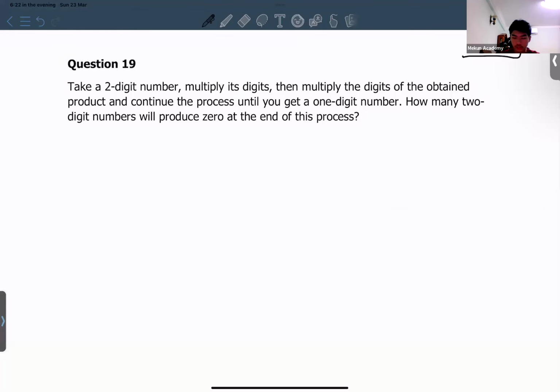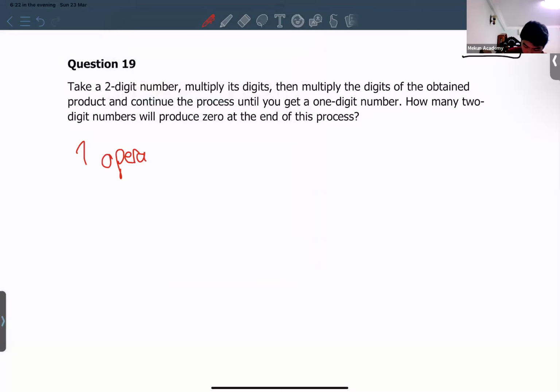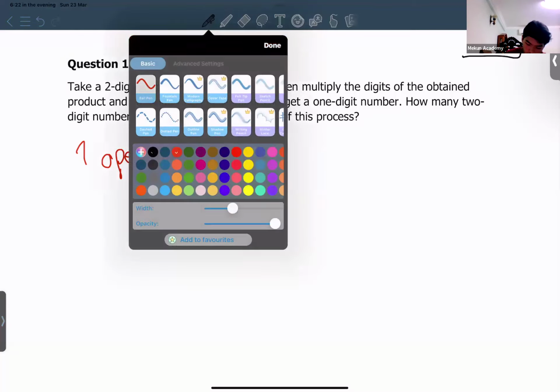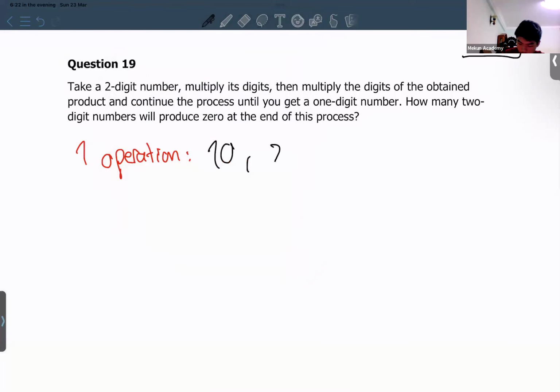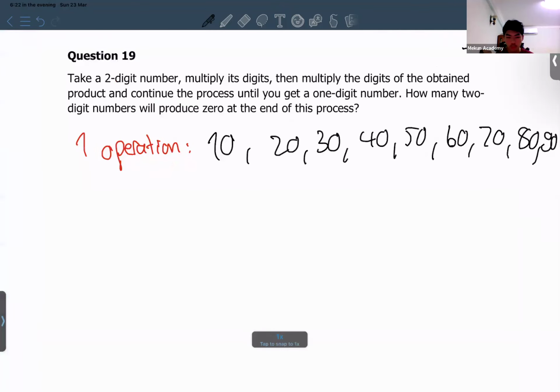First, you need to find two-digit numbers where multiplying the digits together gives 0. So I'll write one operation. What are the numbers? It could be 10, 20, 30, 40, 50, 60, 70, 80, and 90. 1 times 0 is 0, 2 times 0 is 0, 3 times 0 is 0, until 9 times 0, which is 0. So the numbers that need one operation have a total of 9.